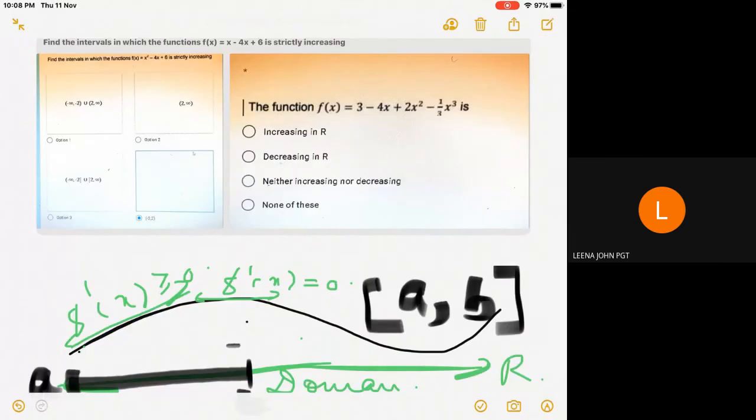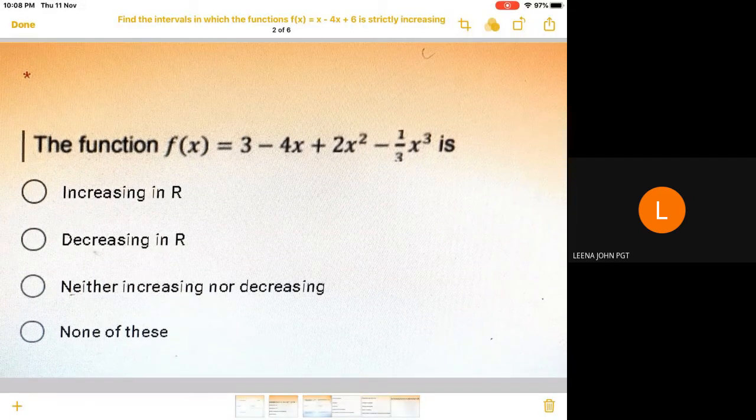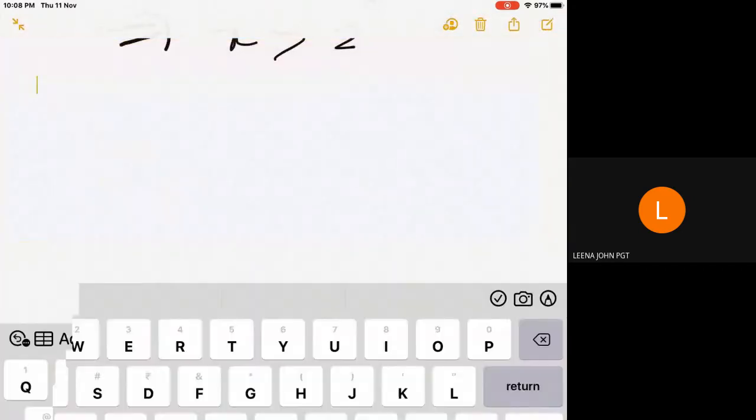The next question: the function f equal to 3 minus 4x plus 2x square minus 1 by 3 x cube is increasing in R, or decreasing in R. That means here we are not going to find the interval in which it is increasing. It is increasing in R, the whole domain they are talking about. In that case, what we need to find is whether the first derivative is always positive or not.